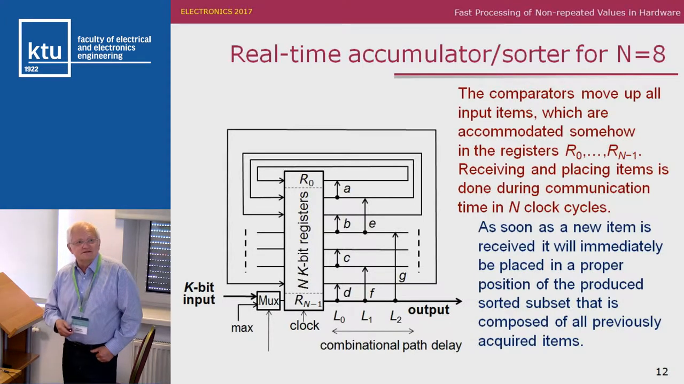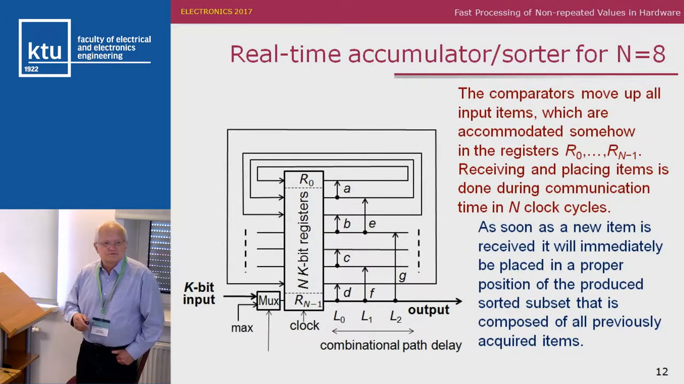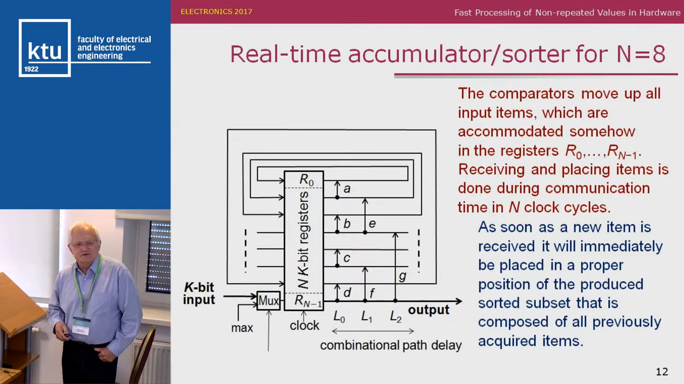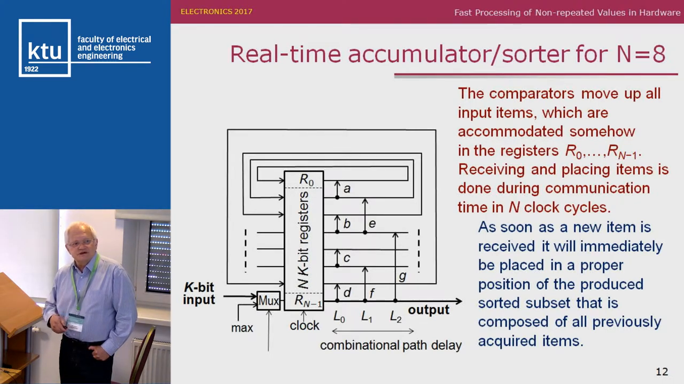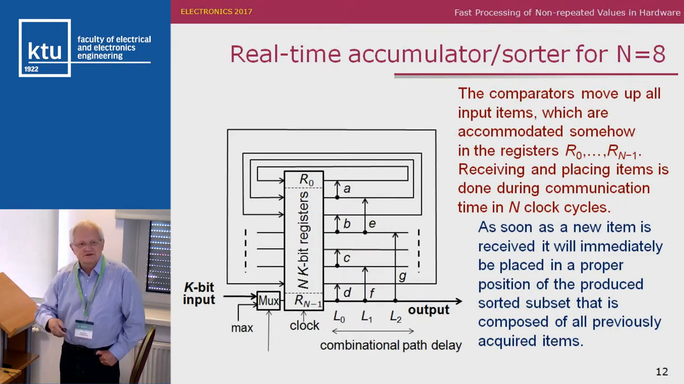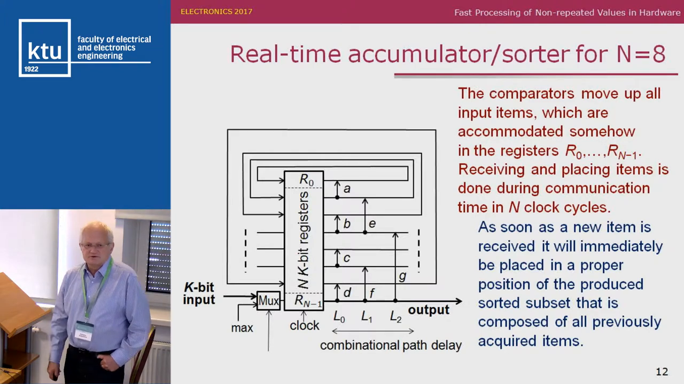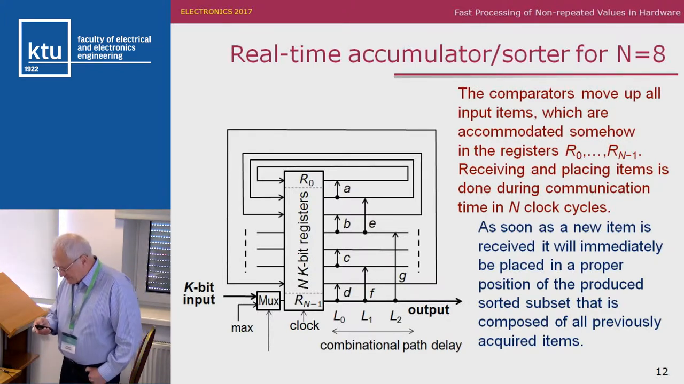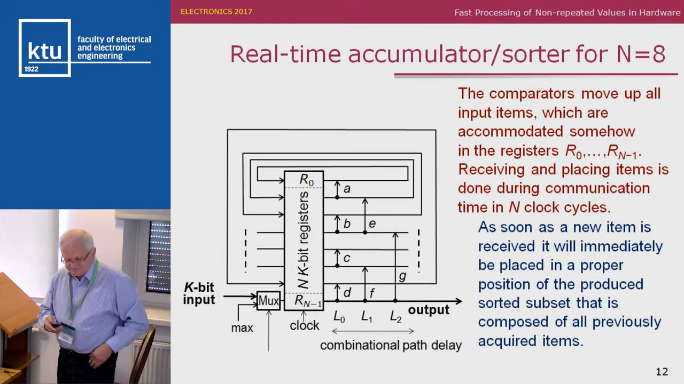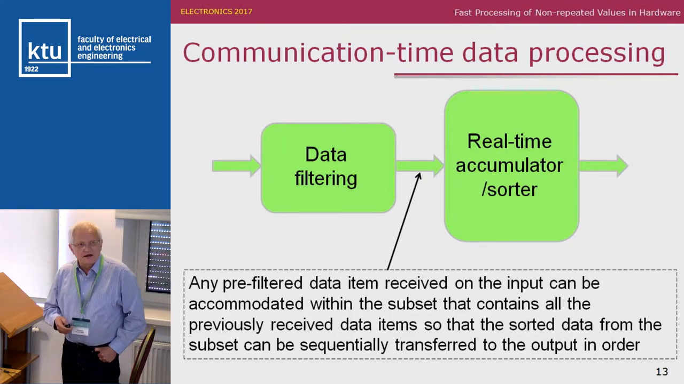And now this is the circuit that we use in our work. It's totally about the same as previously. The idea was presented. We see here this feedback, and as soon as a new item is received, it will immediately be placed in the proper position. Here, these registers are for writing of this data that is coming from the filtering subsystem. And as soon as a new item is received, it will immediately be placed in the proper position of the produced sorted subset that is composed of all previously received items.